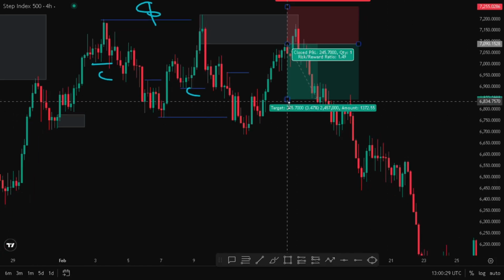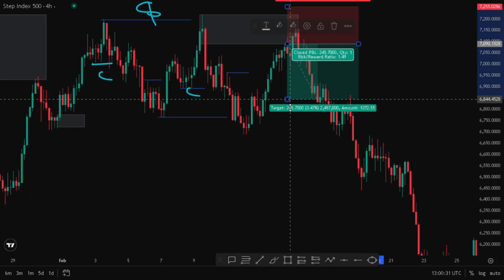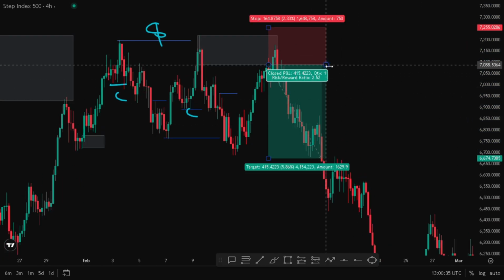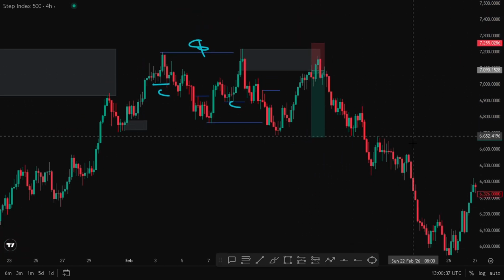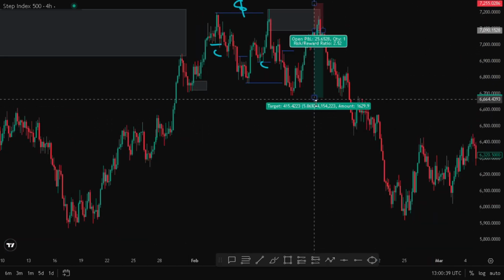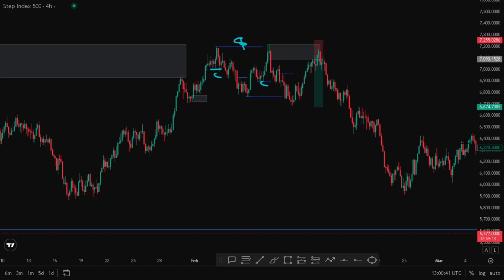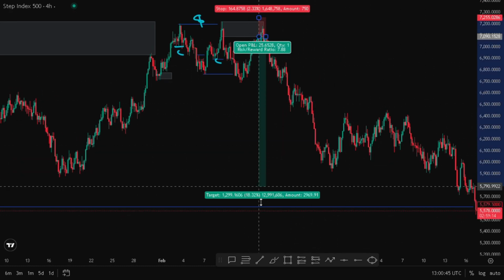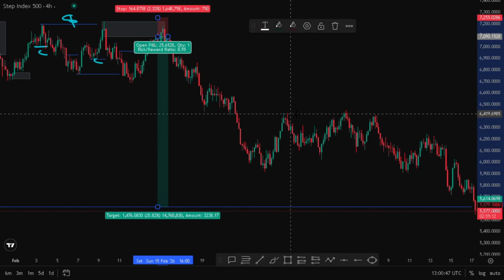And my first TP will be here. My first TP will be here. If I get 1 to 2.5, I'm okay. But my overall TP will be here because now I know that I can start trading towards this direction, to the low, to this overall time frame.